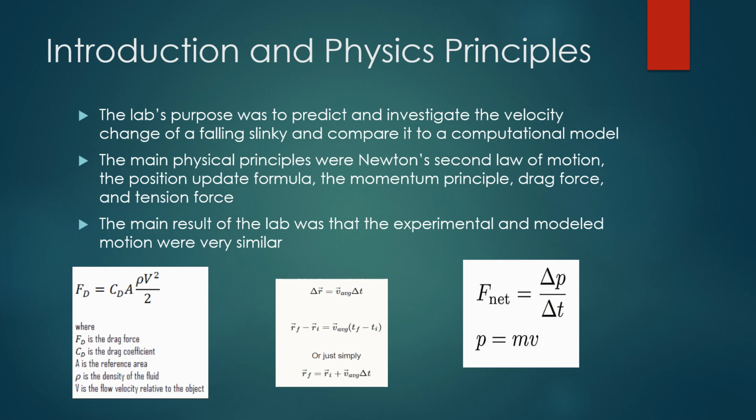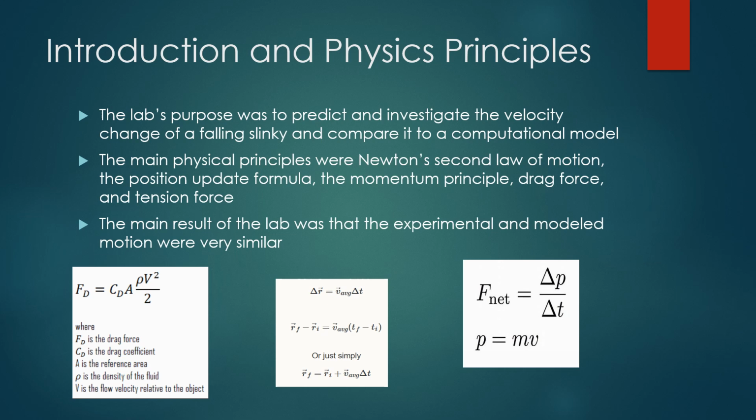The main physics principles are Newton's second law of motion, the position update formula, and the impulse equation. The momentum equation, momentum equals mass times change of velocity, and the impulse equation, mass times change of velocity equals F net times delta t, tie directly to the kinematic equation, Vf is equal to v naught plus acceleration times time. Vf is the final velocity in meters per second, while v naught is initial velocity, also in meters per second. A represents acceleration in meters per second squared, and t represents time in seconds.